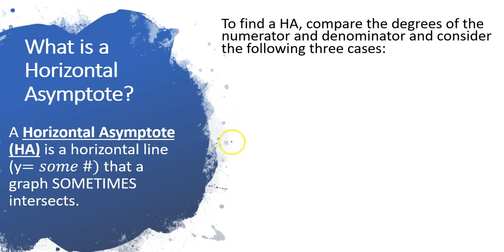Now, what is a horizontal asymptote? Well, a horizontal asymptote, abbreviated HA, is a horizontal line. It's of the form y equals some number that a graph sometimes intersects. Sometimes. To find a horizontal asymptote, you will want to compare the degrees of the numerator and denominator, so the top and bottom of the fraction, and consider the following three cases.